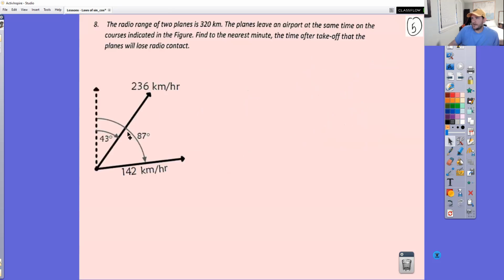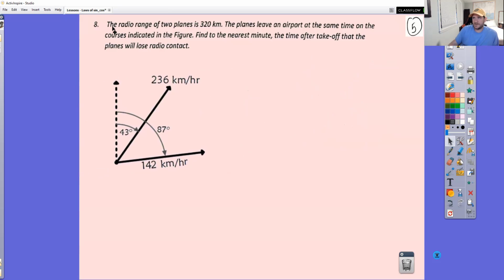Best fit. All right. So we read it. It says the radial range of two planes is 320 kilometers. The planes leave an airport at the same time on the courses indicated in the figure. Find to the nearest minute the time after takeoff that the planes will lose radio contact. It's been brought to my attention that some people were interpreting this question to mean when the planes will lose radio contact with the airport.